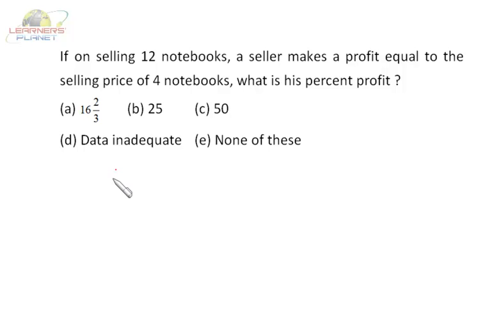Now let's see this problem. It is also quite similar to that previous problem, and friends, just pause the session, try to solve it on your own and then match your answers with mine. If on selling 12 notebooks, a seller makes a profit equal to selling price of 4 notebooks, what is his profit percent? Now in this case, profit is equal to selling price of 4 notebooks. Now SP minus CP is profit.